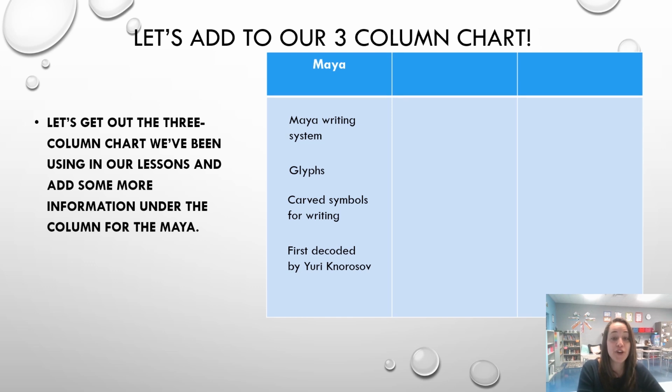Now let's add first decoded by Yuri Norisov. It's important that we remember this archaeologist's name, as he was the very first to decode that the glyphs they were looking at were actual words and writing, not just pretty pictures.